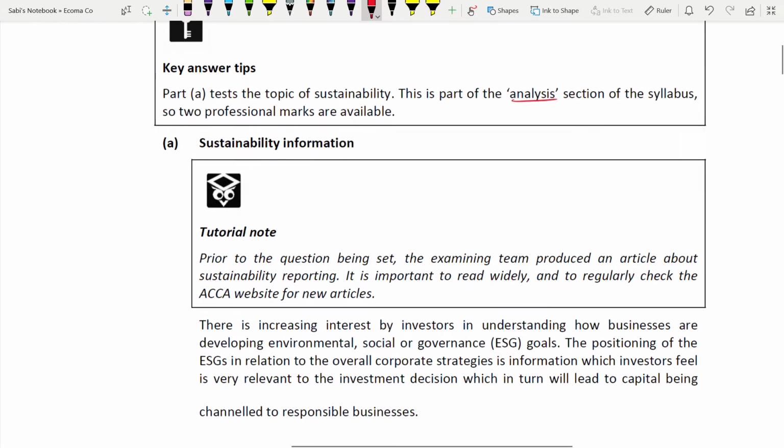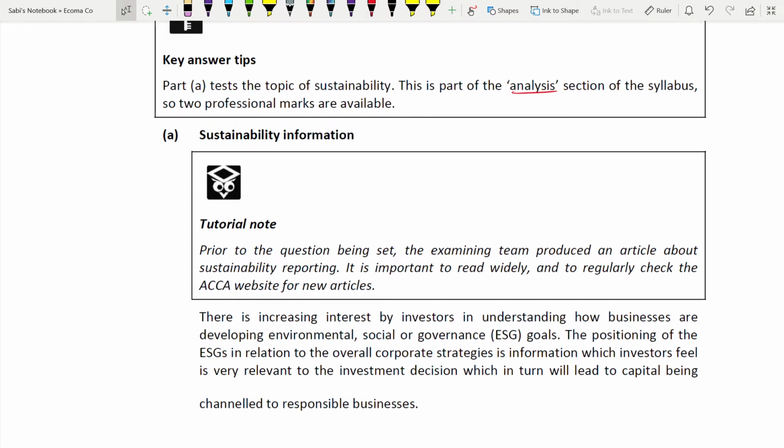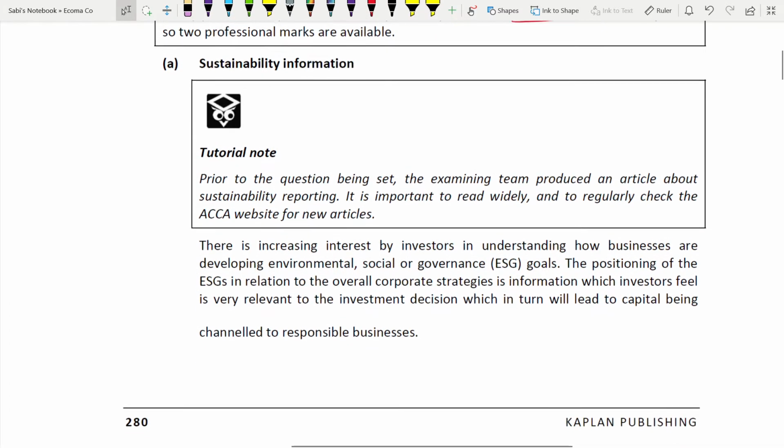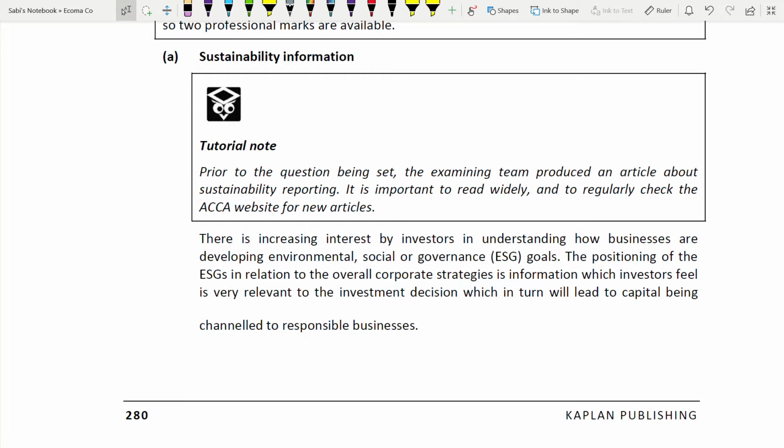It's not so much depth. It's a very small, short video. But when you come to write, it becomes a little bit difficult. It becomes challenging. ACCA has an article also on this sustainability reporting.